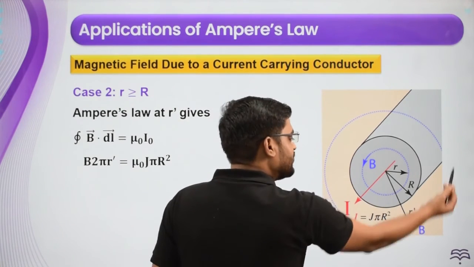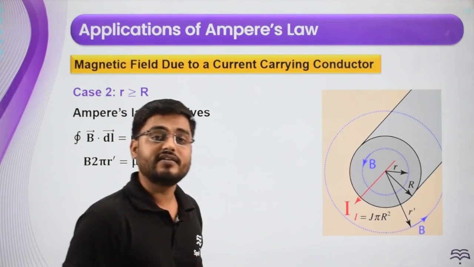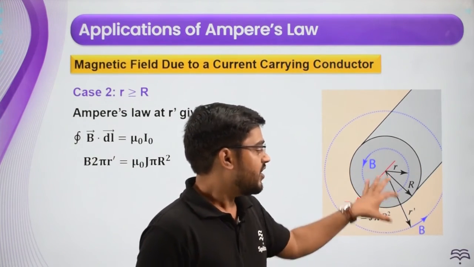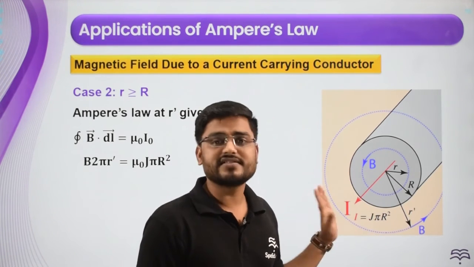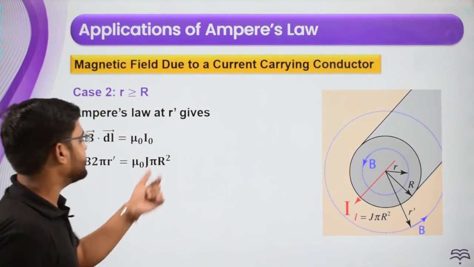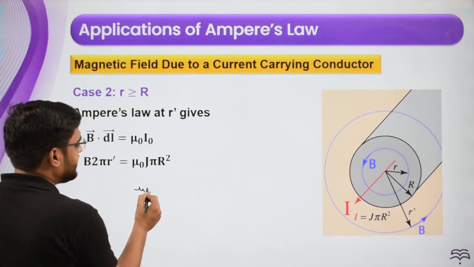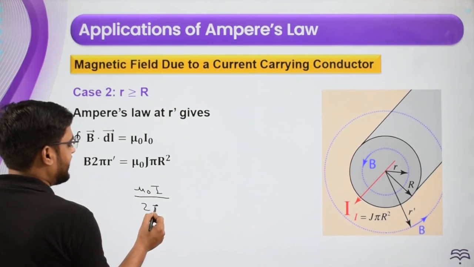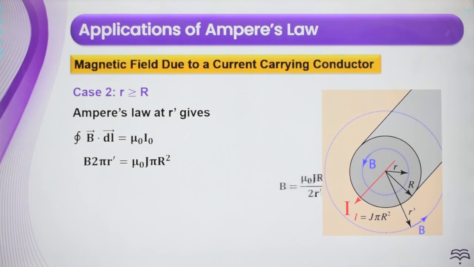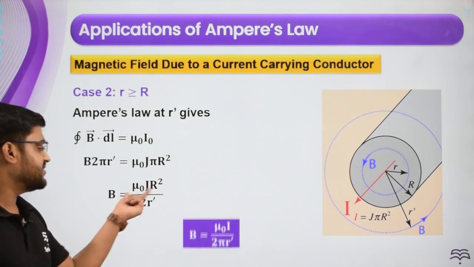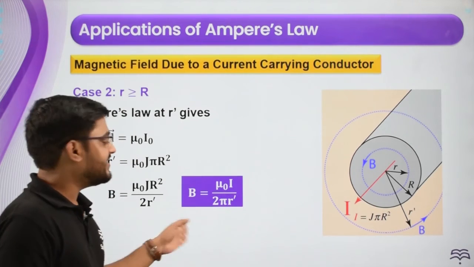So this time the Amperian loop is big enough so that it is covering the entire conductor. The entire conductor is being covered, or passing within that Amperian loop. So we'll say total current I is passing through it. So current is nothing but J into πR². This is total I also. So if you just write total I over here, then you will get μ₀ into total current divided by 2πr dash. So this is the expression for the magnetic field for a conductor just outside it. In terms of J you can write that, or in terms of current you can write μ₀I by 2πr dash at a distance r dash.